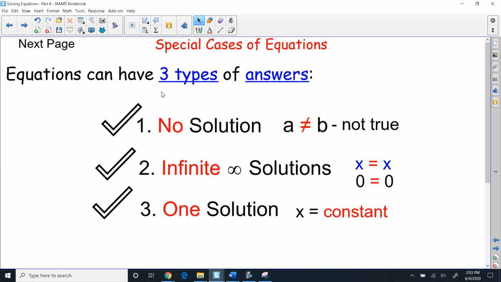So we did all three types of special case answers. So remember, no solution is where the two constants are not equal, so it's not true. The infinite solution is where you have an unlimited amount of solutions because your variables are equal to each other, or the same number is equal to itself, so it's an unlimited amount of answers. So the third one was the one solution, which we normally solve for a variable equals some constant.